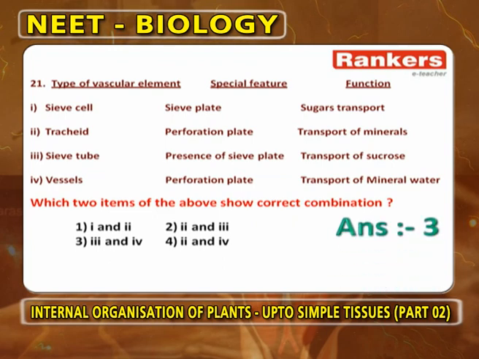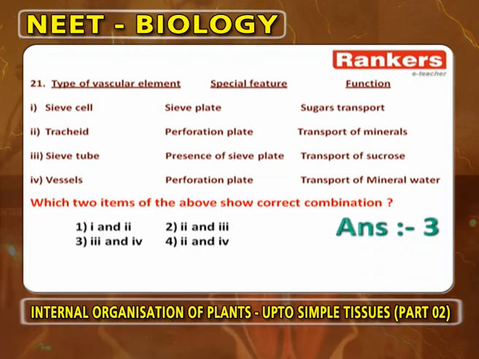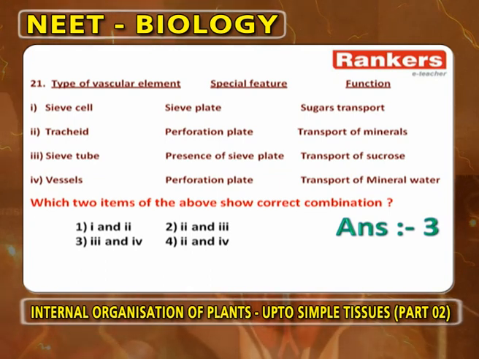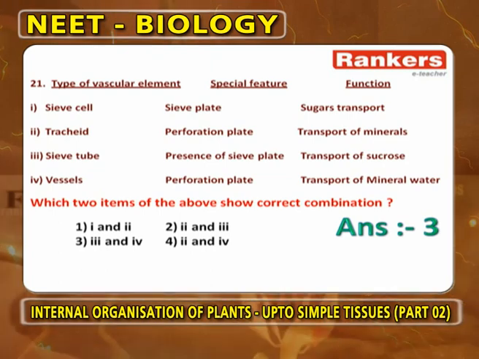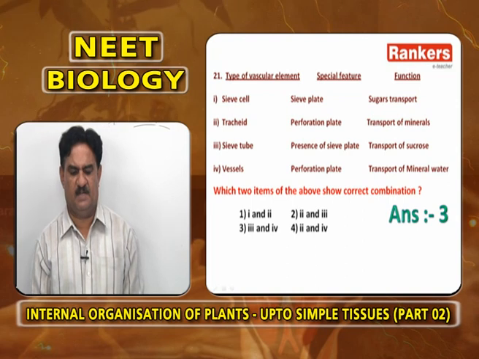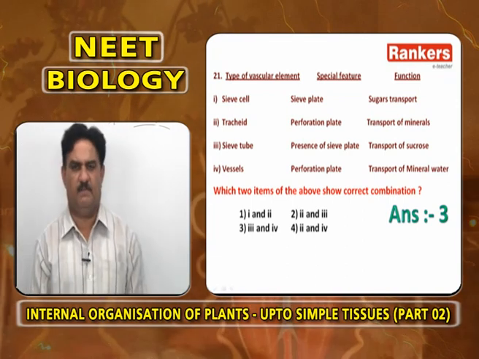This is another 3-column matching. Type of vascular element, special feature, function. Sieve cells, sieve plates present and sugars transport, but in sieve cells, sieve plates are absent. Tracheids, perforation plate, transportation of minerals. In tracheids, you don't find perforation plate.